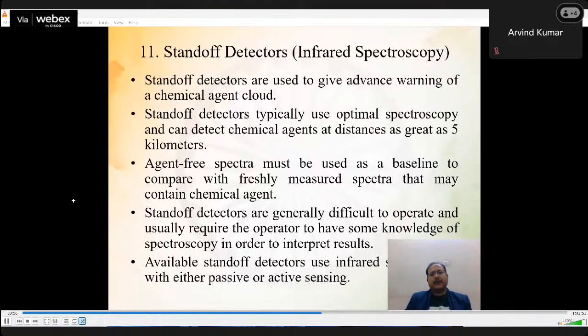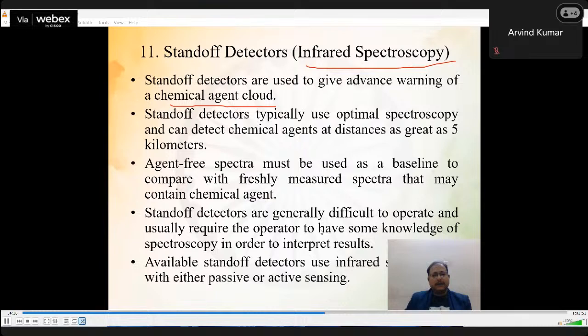Next are standoff detectors, which again use infrared spectroscopy. Standoff detectors are used to give advance warnings of a chemical agent cloud, as we have seen in the case of a boiling liquid expanding vapor explosion. We can easily say a cloud is being formed. So it is a basic advanced warning mechanism.